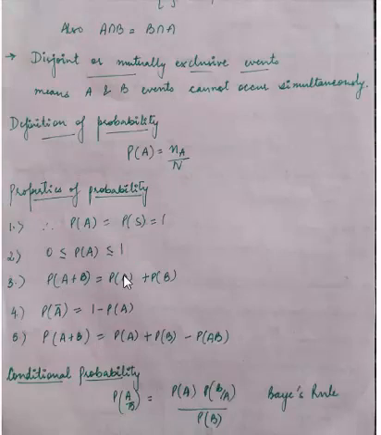Next is what is probability. Probability is the measure of the likelihood that an event will occur in a random experiment. Probability is quantified as a number between 0 and 1, where loosely speaking 0 indicates impossibility and 1 indicates certainty. The higher the probability of an event, the more likely it is that the event will occur.